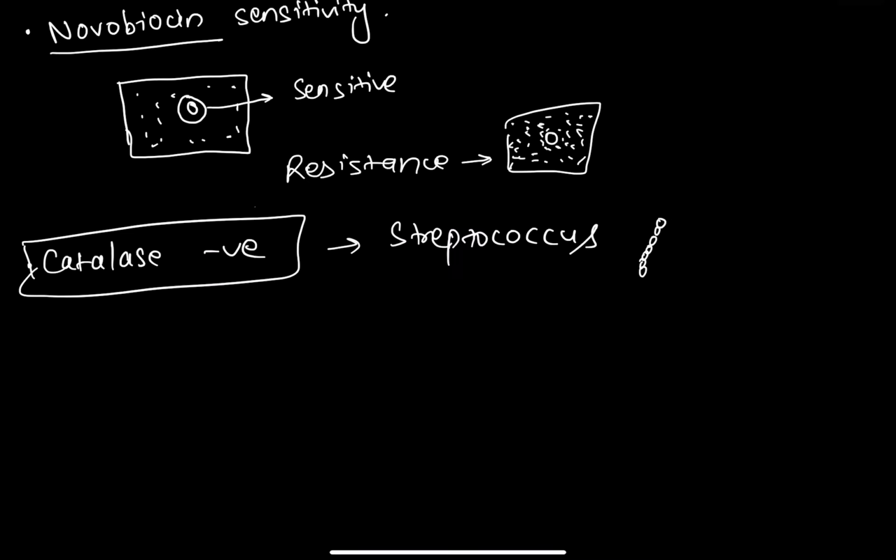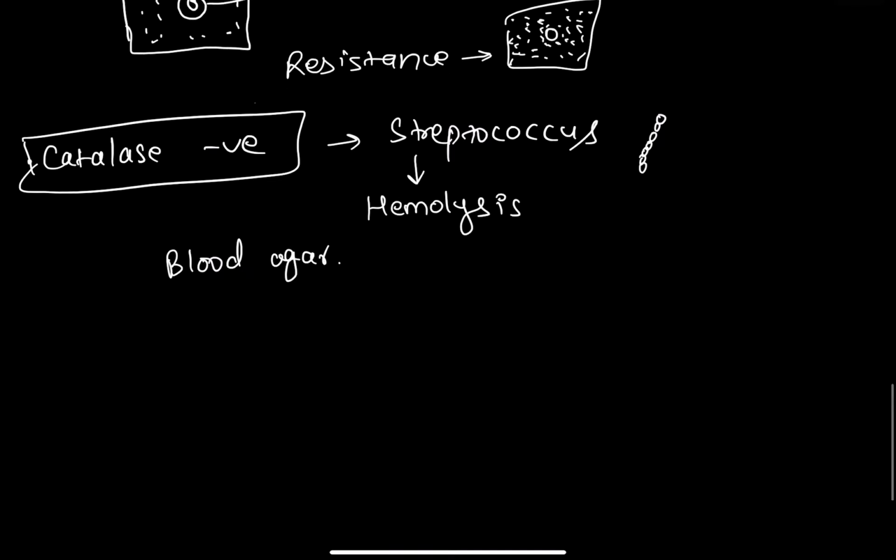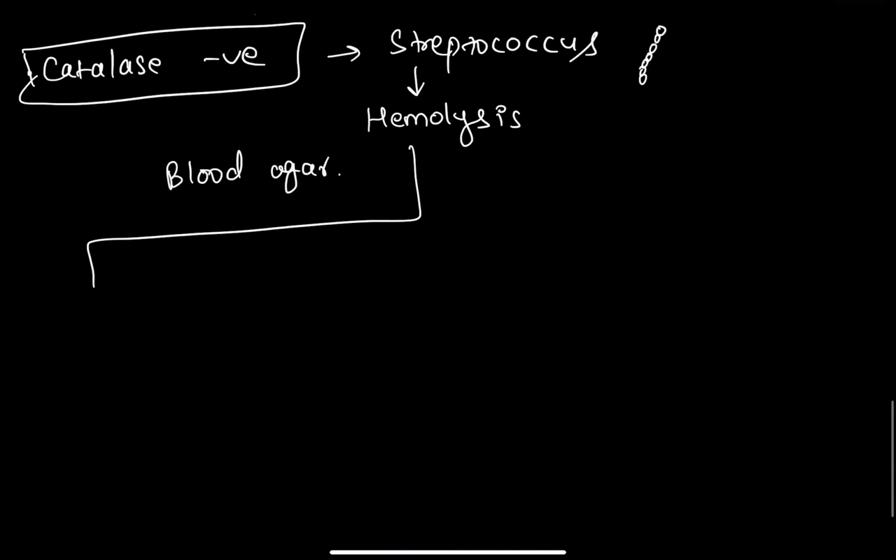We will do another test to differentiate between these Streptococcus, and that is hemolysis. On blood agar, we will put mammalian blood and see if there is the presence of hemolysis or not. If there is complete hemolysis, then those organisms are known as beta hemolytic organisms. So there will be complete hemolysis.